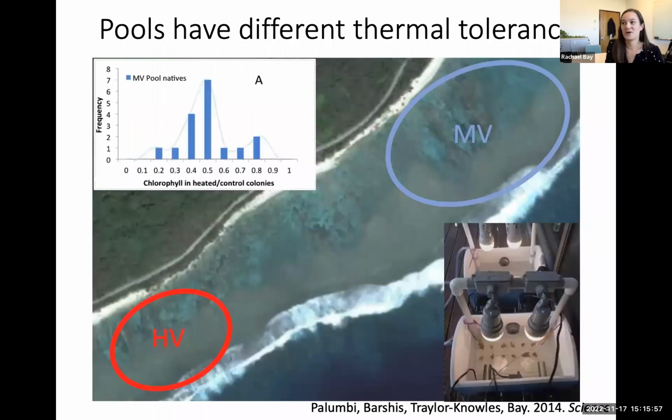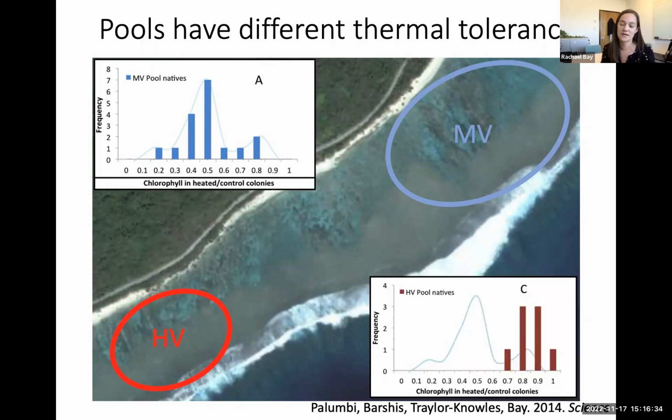So the first question we wanted to ask is just what happens to thermal tolerance itself. And we did this experimentally with these portable heat stress chambers where we functionally just heat corals up in a beer cooler and see what happens. In the histogram I'm showing you now, I'm showing you thermal tolerance on the x-axis. And the important bit is that higher numbers mean higher thermal tolerance. And so this histogram shows corals that are from the moderately variable pool transplanted back into the moderately variable pool. And this is just showing you that distribution.